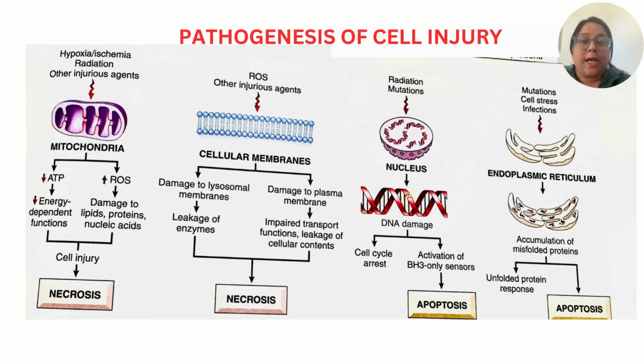In this flowchart, I have mentioned how various factors which cause cell injury like hypoxia, radiation, reactive oxygen species, mutations, etc. can lead to mitochondrial damage, membrane damage, and nuclear damage and contribute to necrosis and apoptosis. I have on my channel given lectures on necrosis and apoptosis. You can see those lectures to know more about necrosis and apoptosis mechanism.